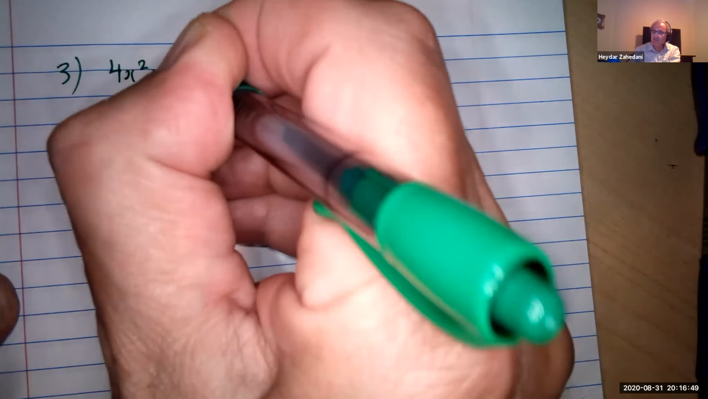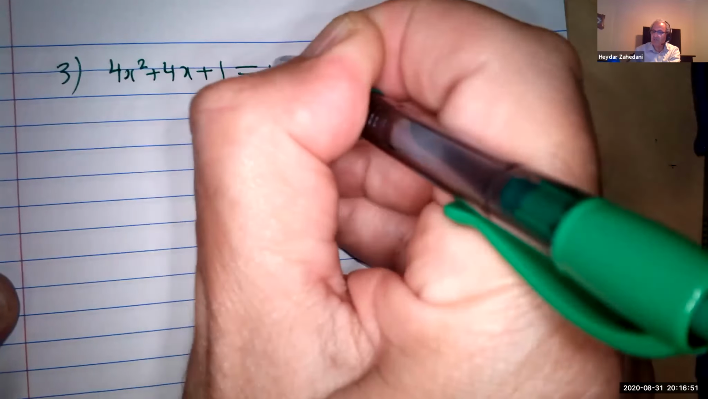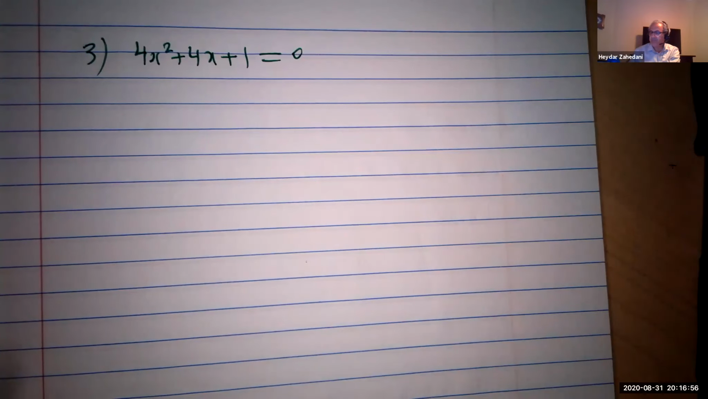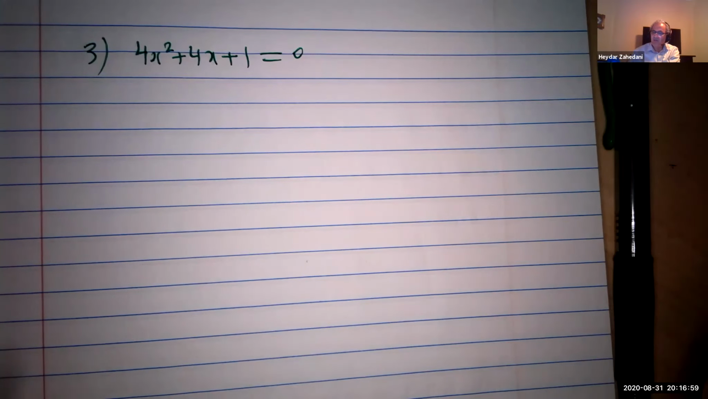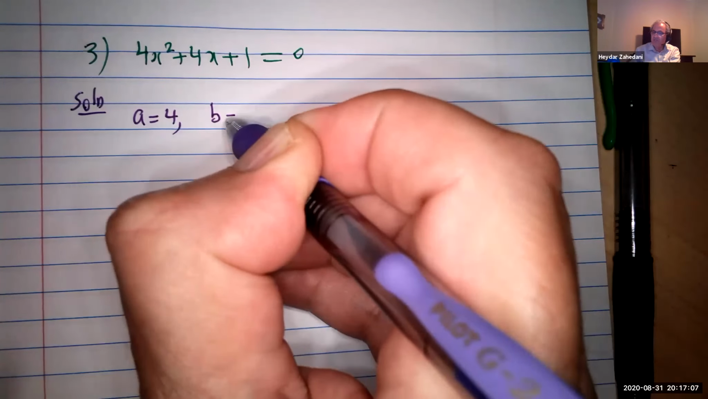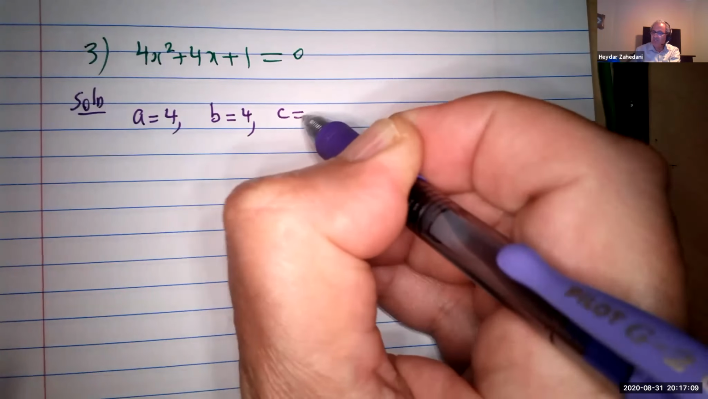Case 3 is going to be, so that is number 3. This case is very clear. You may be given 4x squared plus 4x plus 1 equal to 0, and you've been asked to use the quadratic formula. Again, you identify the a, b, c. So the solution is going to be: your a is equal to 4, your b is equal to 4, and your c is equal to 1.